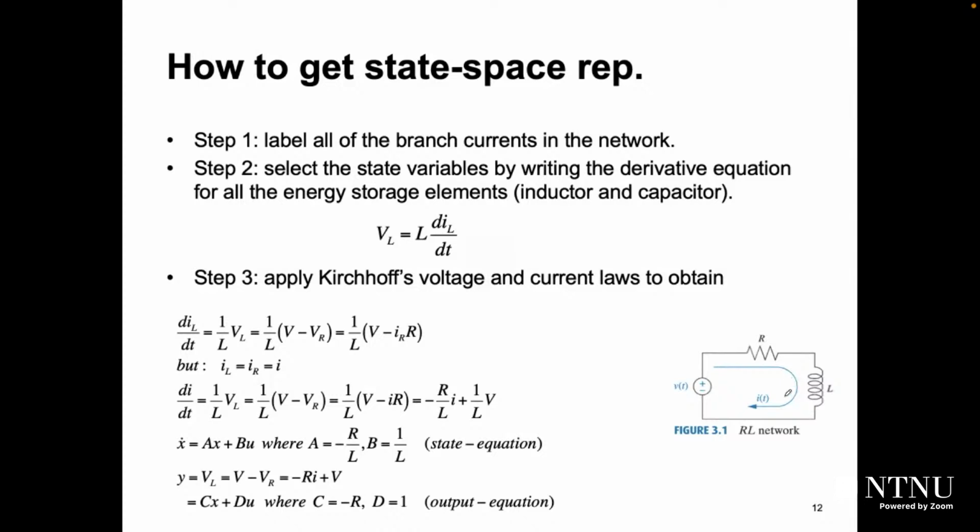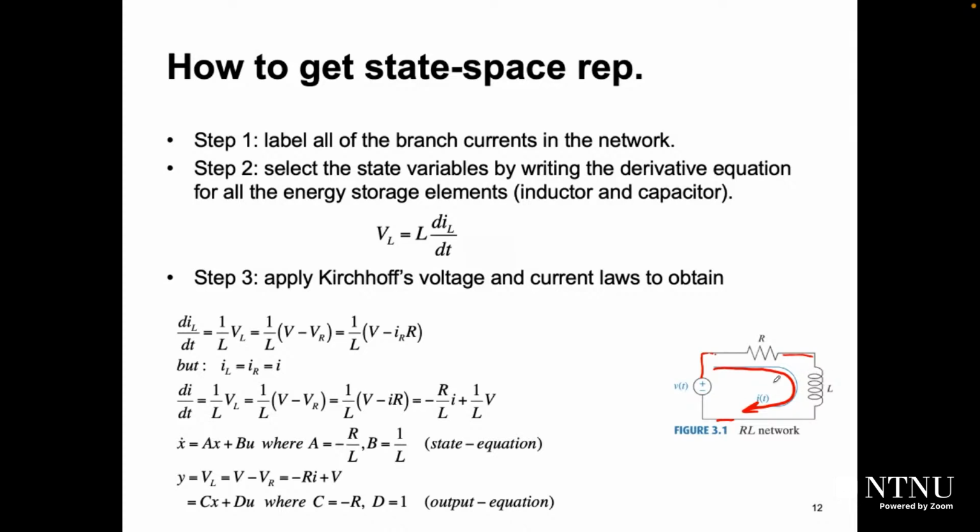So first we will start here. My network is only one loop, so we will label the current in it. The current will go from the source through R to L and back again to the source. So we have only one loop, and we will label the current in it as I of t. If we have two loops, we can say we have I1 of t, I2 of t, for example. After that, we try to find the state variables. How can we get state variables?